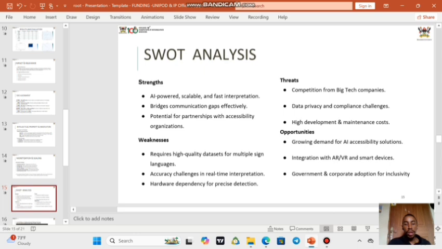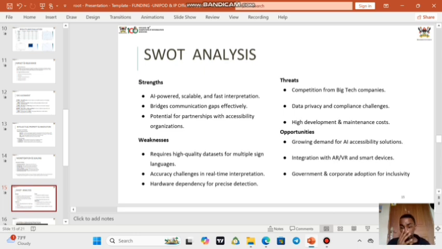We know this. Hardware dependence for precise detection, since hardware also comes with its own challenges. It requires a high-quality data set for multiple sign languages, since right now we only use the Ugandan sign language, and the Asians or the other countries may not be helped. Threats: competition from big tech companies, high development and maintenance costs, and then data privacy challenges.